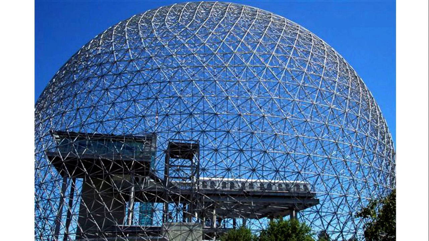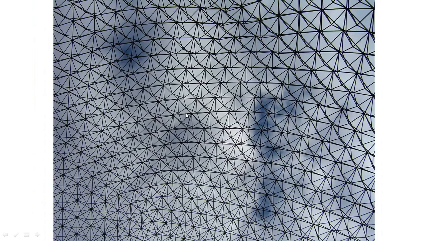And Bucky knew this, so there was a series of shades, canvas I think they were, some kind of fabric shades that would deploy as the sun tracked around the geodesic. The shades would open and close to prevent too much solar gain.